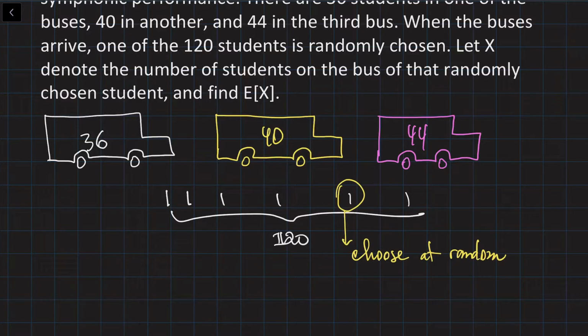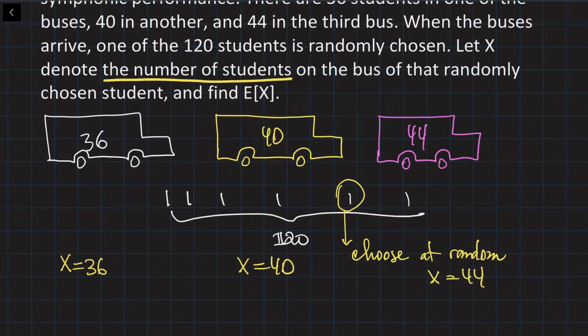Let X denote the number of students on the bus of that randomly chosen student. For example, if this randomly chosen student is from the first bus, then X is going to take 36. If the student is from the second bus, then X is equal to 40. And if the student is from the third bus, X is equal to 44. So we need to find the average value of X.